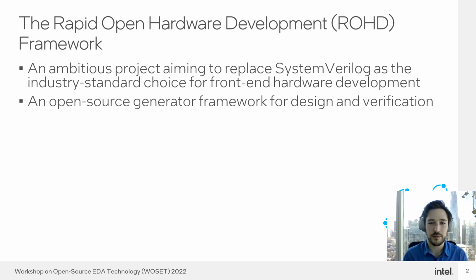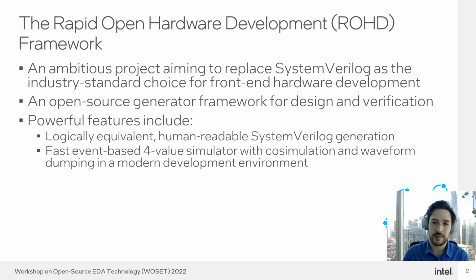ROHD is a publicly open source project on Intel's official GitHub account. ROHD is a generator framework. ROHD is capable of generating logically equivalent, structurally similar, human-readable SystemVerilog for hardware models. It also includes a fast event-based simulator with X and Z propagation, cosimulation with SystemVerilog simulators, and waveform dumping. You can develop using ROHD in a modern software development environment with modern IDEs like Visual Studio Code.